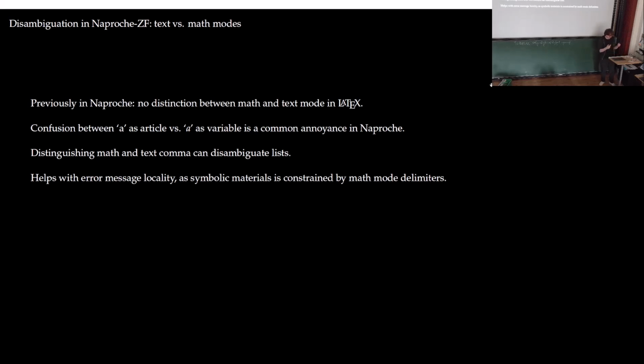So there are some slight language improvements compared to the previous system. The major pain point was certain ambiguities, like there was no lexical distinction between A as a variable and A as the article. So this can lead to some annoying ambiguities. But of course, if we require LaTeX markup, then we can distinguish them between math and text mode, right? So this ambiguity disappears.